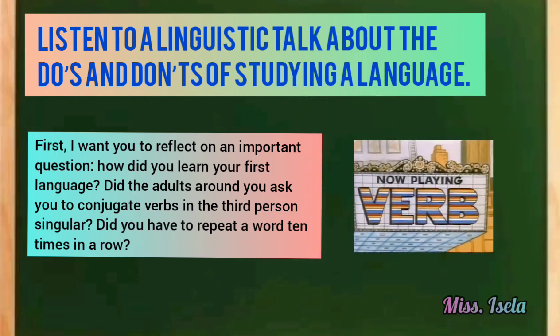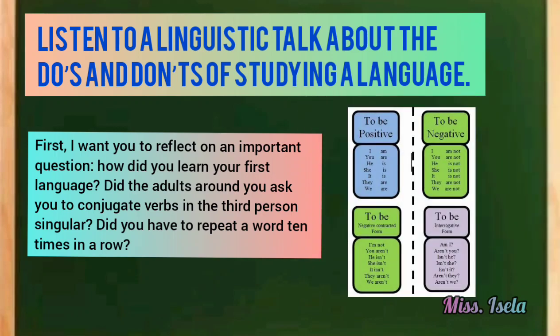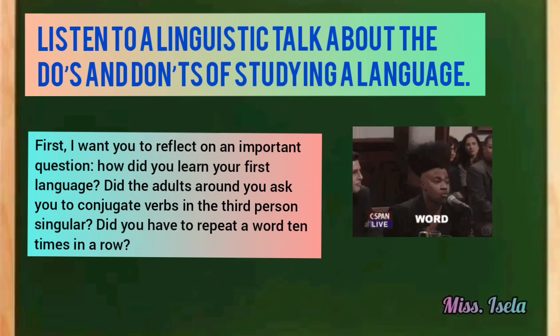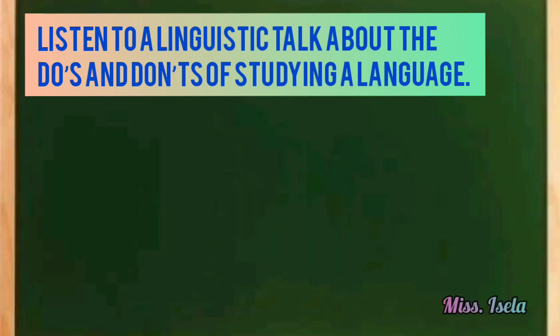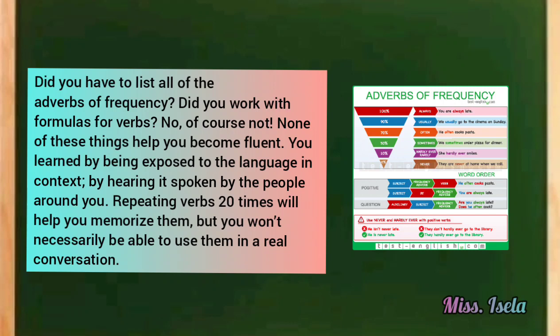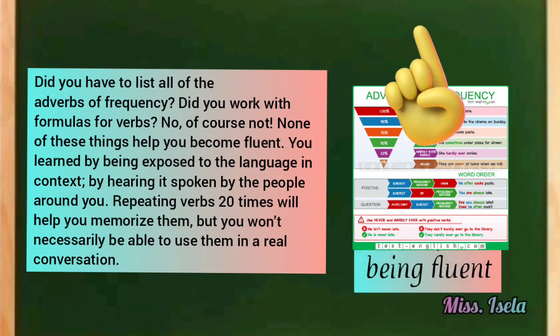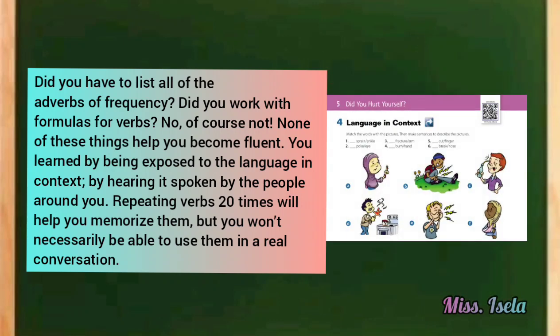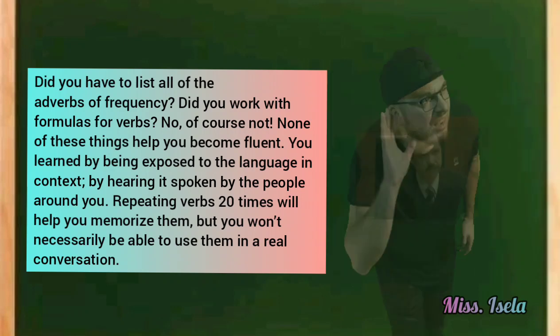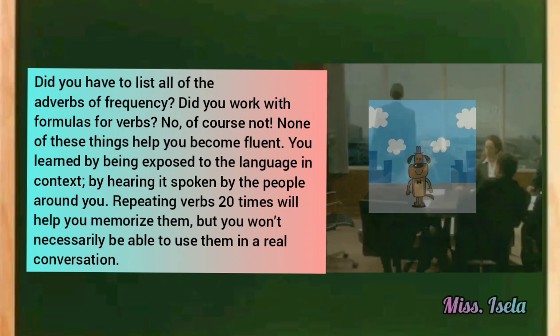Did the adults around you ask you to conjugate verbs in the third person singular? Did you have to repeat a word 10 times in a row? Did you have to list all of the adverbs of frequency? Did you work with formulas for verbs? No, of course not. None of these things help you become fluent. You learn by being exposed to the language in context, by hearing it spoken by the people around you.